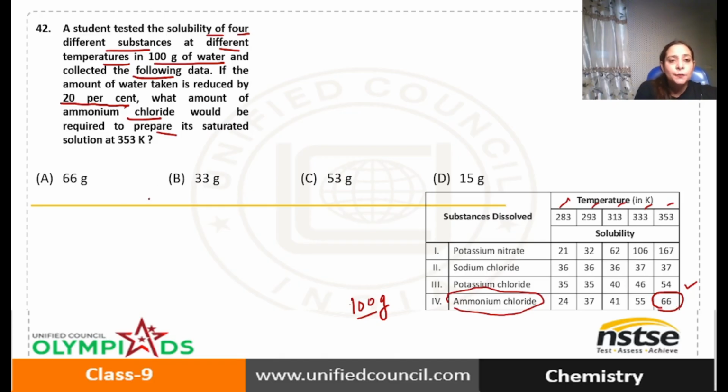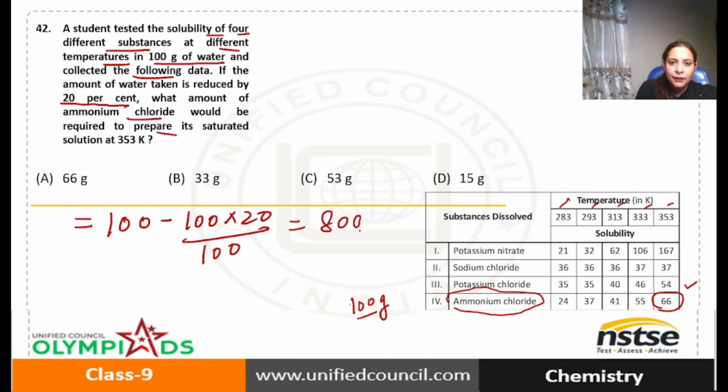Now if it is reduced by 20%, we can write that the amount of water available would be 100 minus 100 into 20 by 100. So how much water is available now? 80 grams is available. So in 100 grams, how much solute was present? 66 grams. So in 80 grams, how will you find it out? You will find it by 66 divided by 100 into 80.